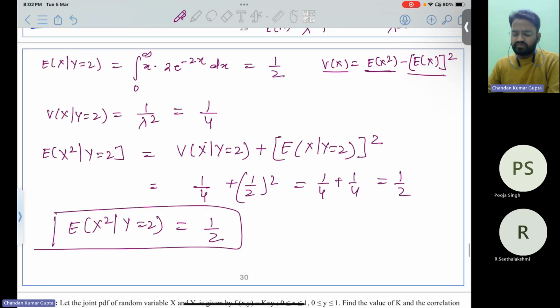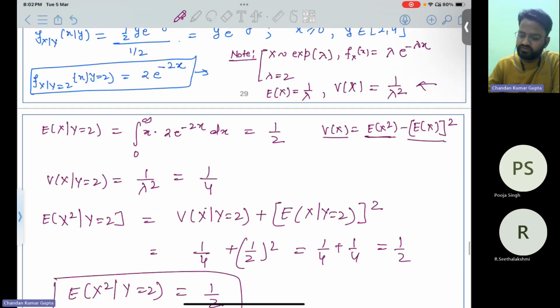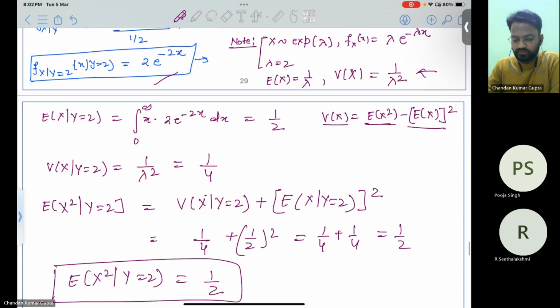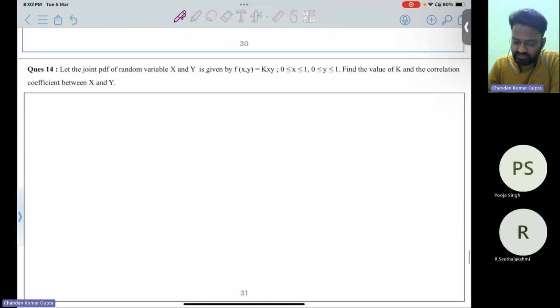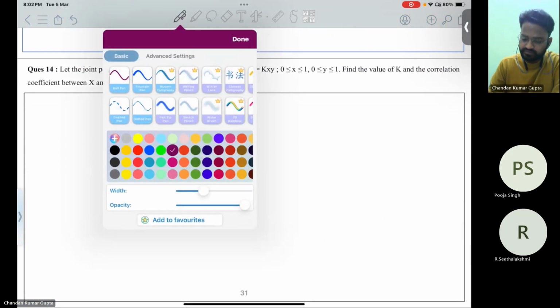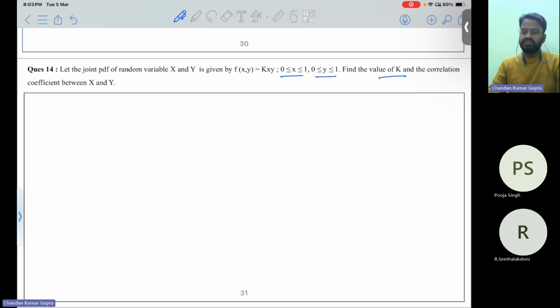Okay, so you may solve with the usual method also, or you may solve directly, because we know that it is the PDF of exponential distribution with parameter lambda. Okay, similarly, this is also a question: let the joint PDF of random variables x and y be given by kxy, over the given range. We need to calculate the value of k and the correlation coefficient between them.